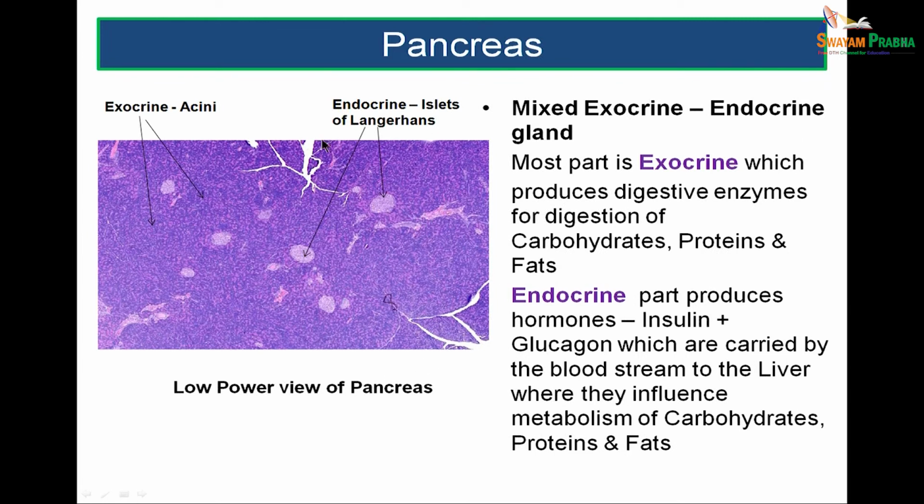Looking at a histological slide of the pancreas, under the lower power view, we see glandular tissue, darkly stained. These are the lobules. This is the interlobular connective tissue that you see here, and you see pale circular shaped areas in between. These are the islets of Langerhans which make up the endocrine part of the pancreas. So, these are the endocrine parts, whereas the rest of the pancreas is the exocrine part made up of acini draining into a duct system.